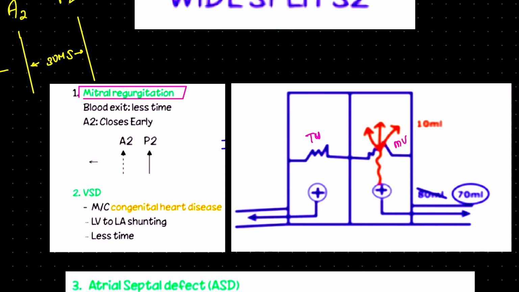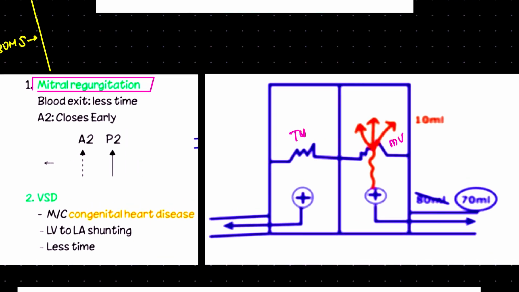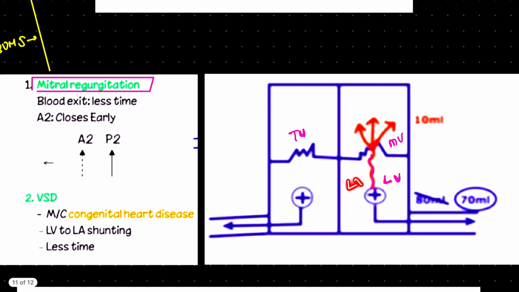Now here mitral valve regurgitation means the blood present in the left ventricle will go back through our mitral valve into the left atrium, because of which there will be less amount of blood here in the left ventricle. And we know in normal condition the left ventricle and this right ventricle both need to send how much? 80 ml of blood out of them.